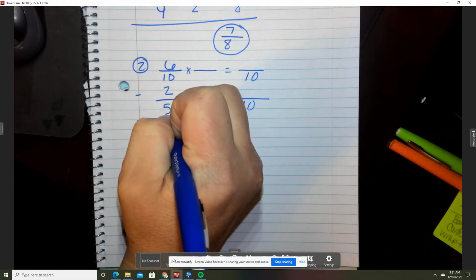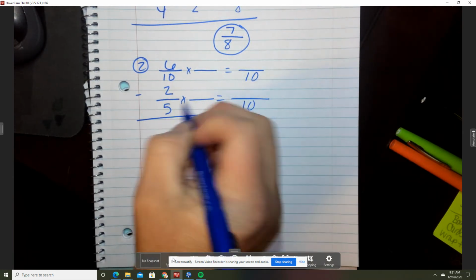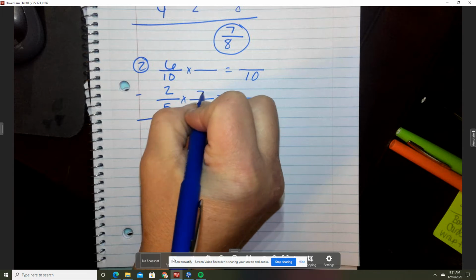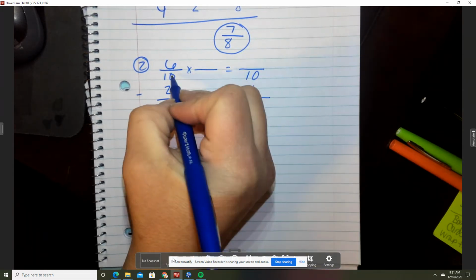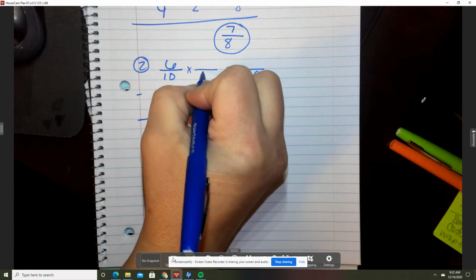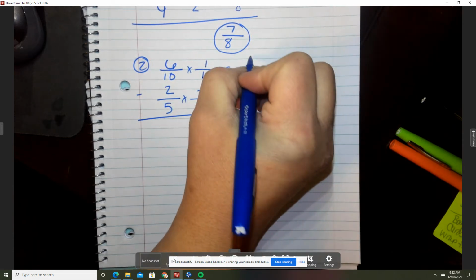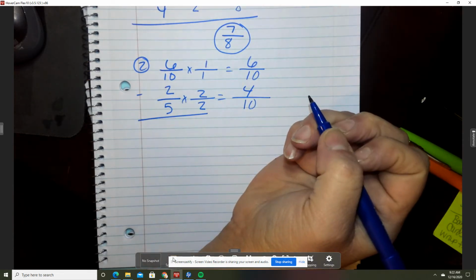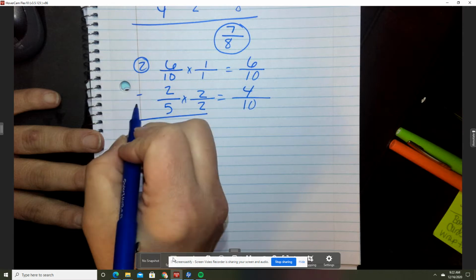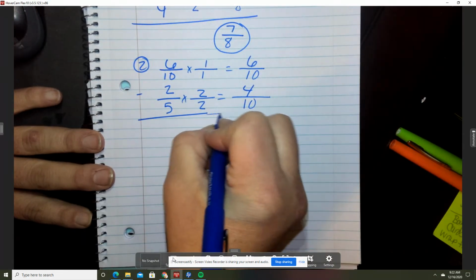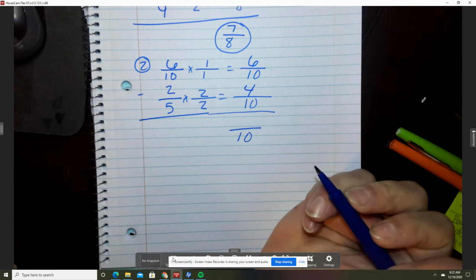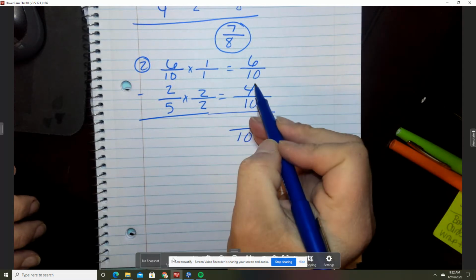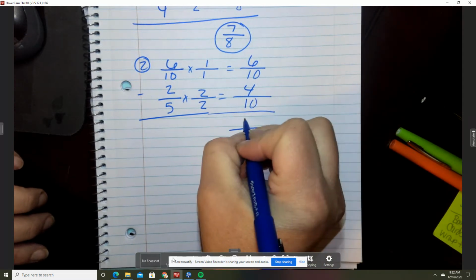So what did I do to 5 to get to 10? Well, I times it by 2. What you do to the bottom, you got to do to the top. 2 times 2 is 4. What did I do to 10 to get to 10? You multiply it by 1. What you do to the bottom, you got to do to the top. Okay, so now I'm ready to subtract. And I only need to subtract the numerator. My denominator stays the same. So 6 minus 4 is 2.